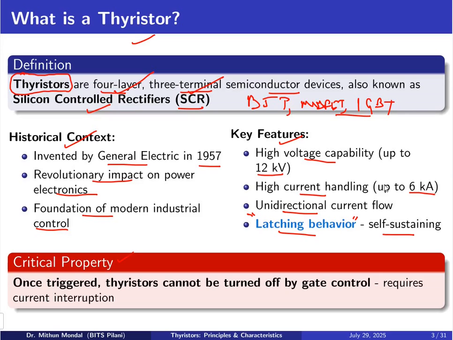The critical property of this thyristor is that once it is triggered, it cannot be turned off by the gate control. It requires certain current interruption techniques, which are known as thyristor commutation techniques. So the gate is basically used to turn on the thyristor, but if you need to turn it off, you will require certain devices or external circuits, which are known as thyristor commutation techniques.